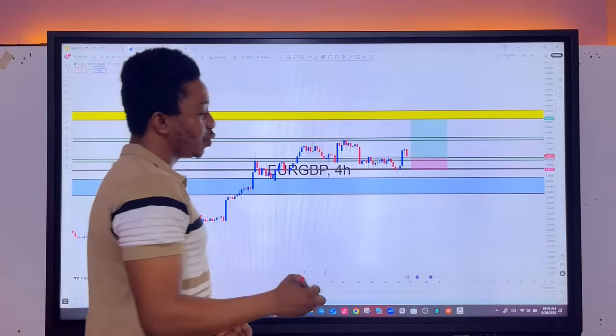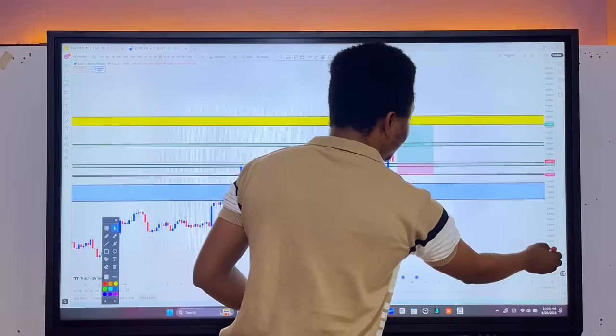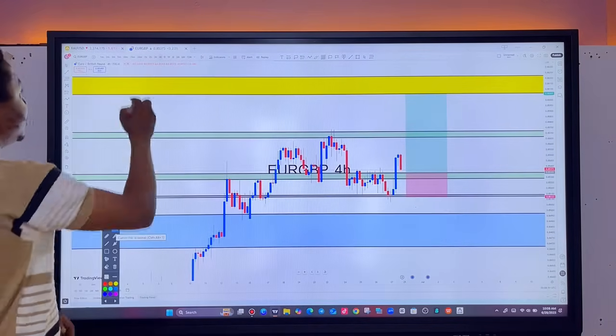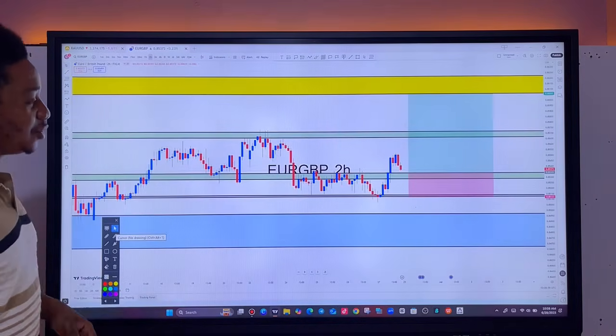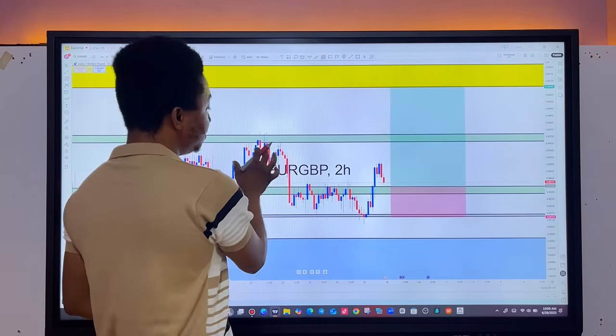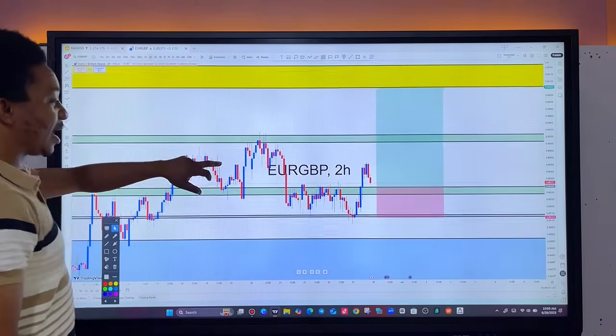Okay, so this is also the 4 hour time frame of Euro/GBP. Now Euro/GBP, let's take it to the 2 hours. I want to take my entry on the 2 hour time frame. Alright, so this is the 2 hour time frame of Euro/GBP, and this is where we are going to pick our entry to the upside.